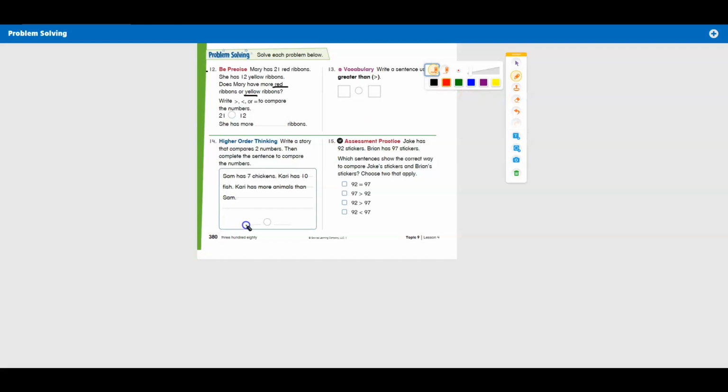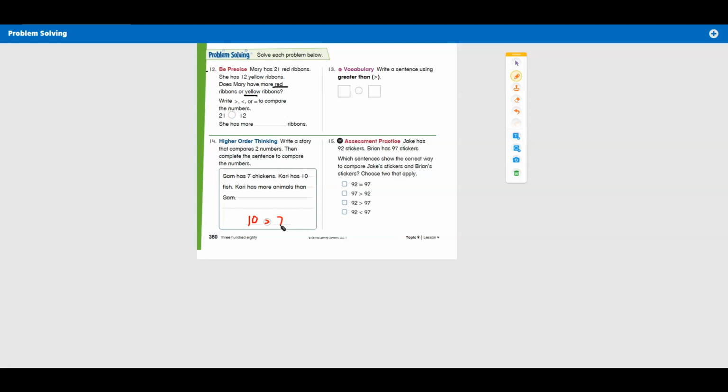Then for my sentence at the bottom, I will write 7 is less than 10. Or I could write it 10 is greater than 7.